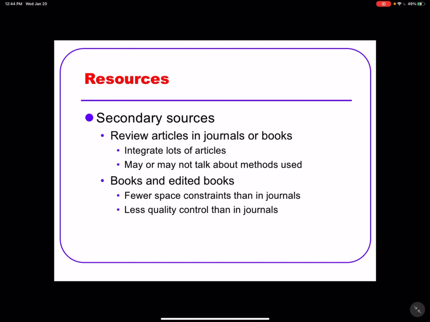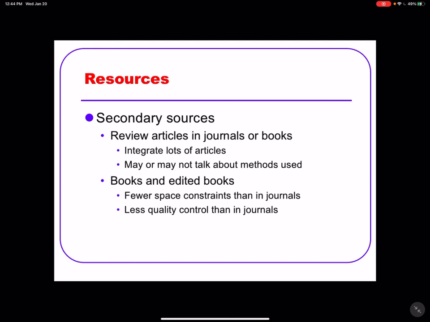They're always better in a journal than they are in a book, because journals are more likely to be peer edited. They're more likely to go through a rigorous review process. And then there's books and edited books. Those are also scholarly and written by experts, but they're only reviewed by maybe one or two editors. So they're not quite as specific, not quite as rigorous. So journals are pretty much always better than books.